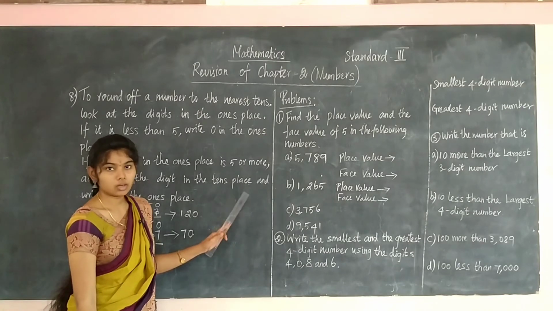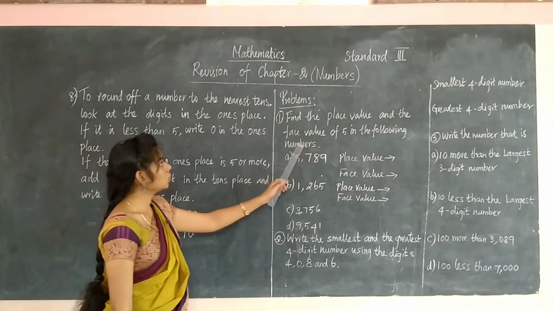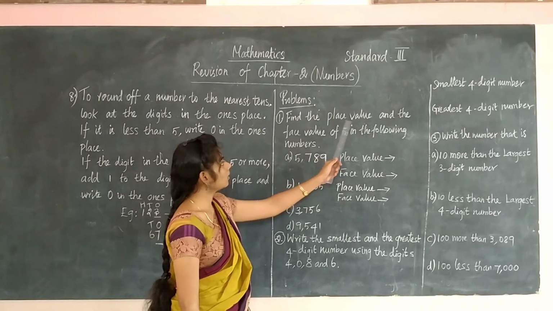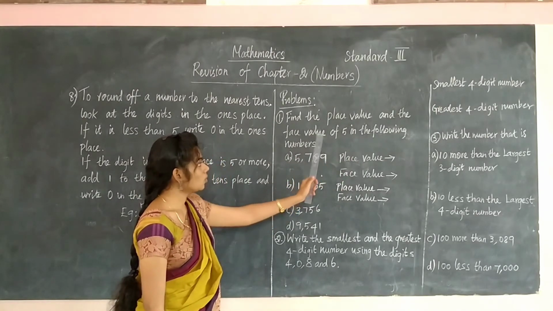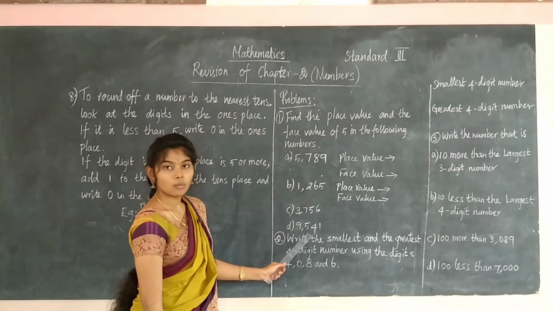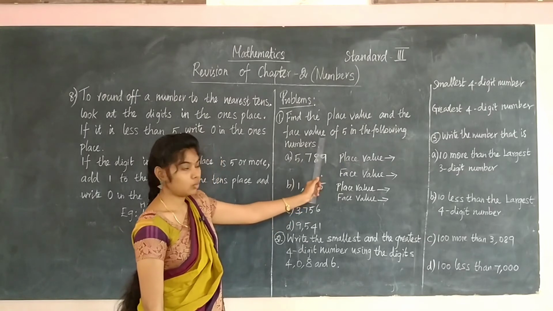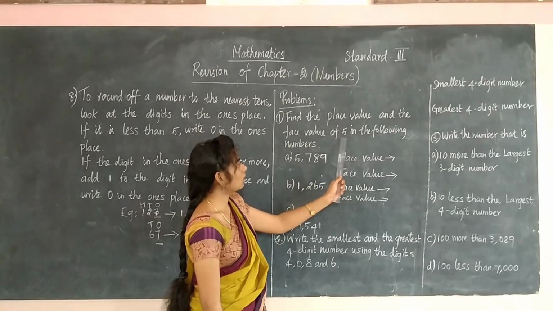So now we have recalled, right? So we have some problems, so we can do those. First one is find the place value and the face value of 5 in the following numbers. There are a few sums. We have to find the place value and the face value. Where is the 5? Which number?